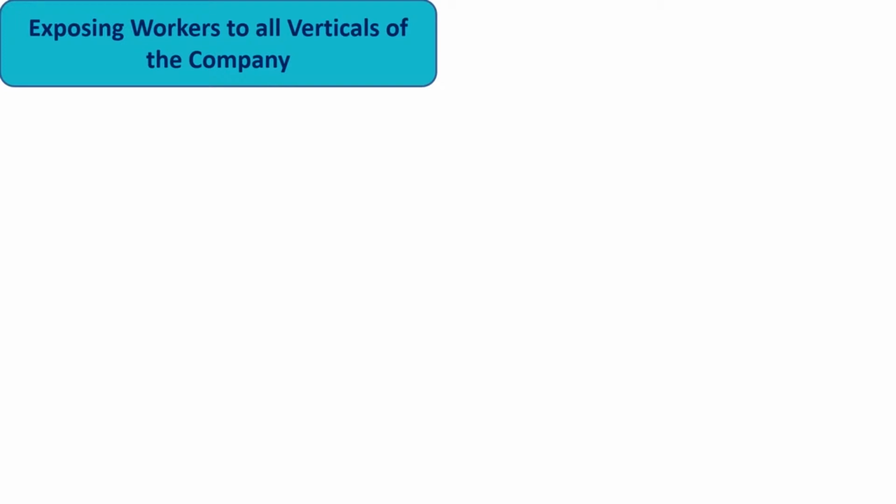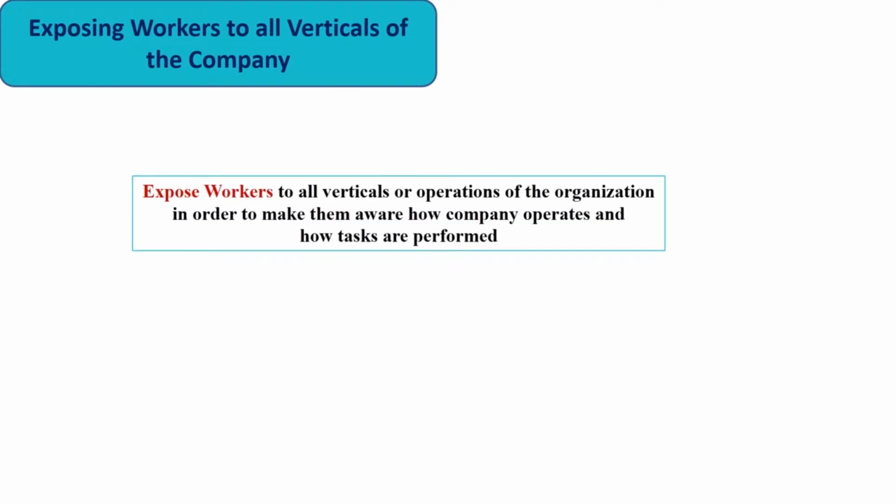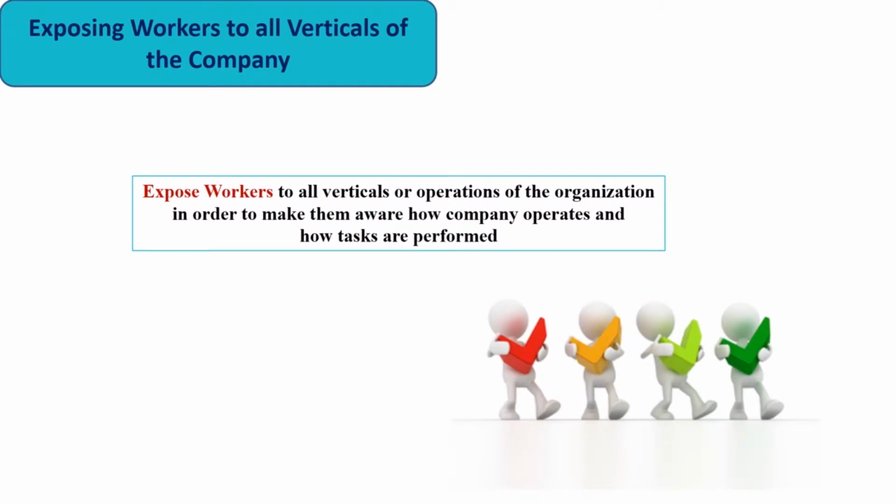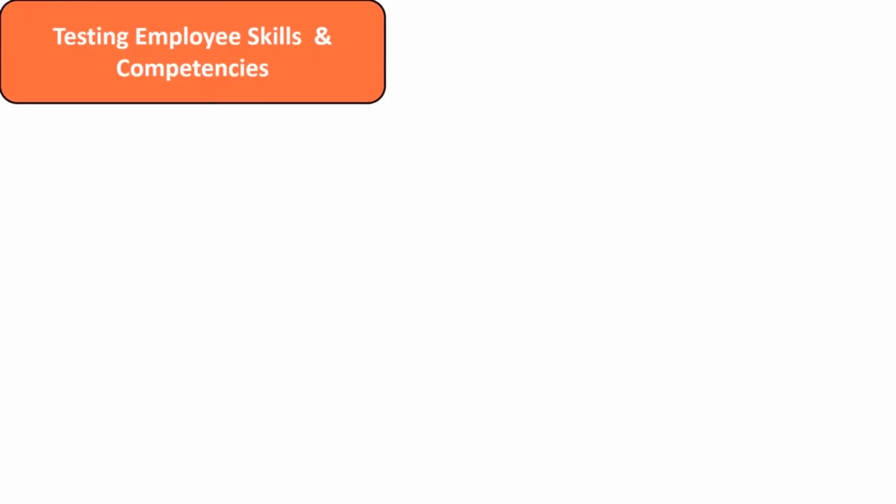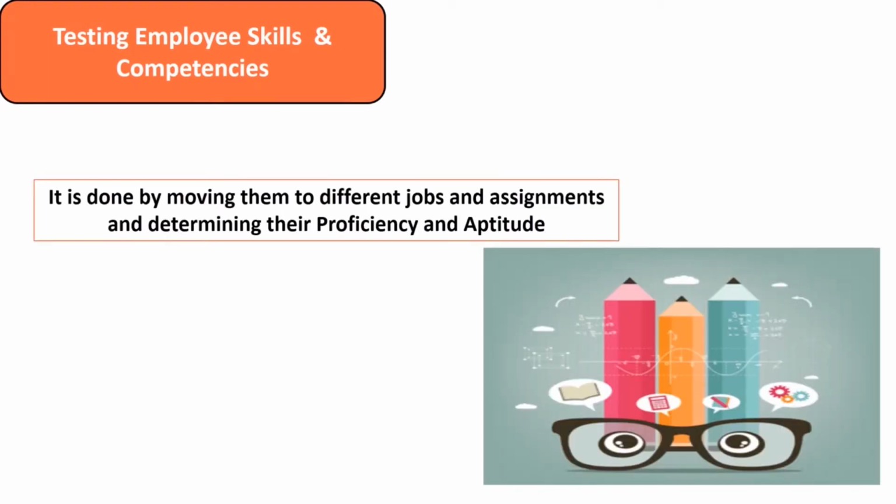Testing and analyzing employee skills and competencies and then assigning them the work that they excel at is one of the major functions of job rotation process. It is done by moving them to different jobs and assignments and determining their proficiency and aptitude. Placing them where they are best at increases their own job productivity.